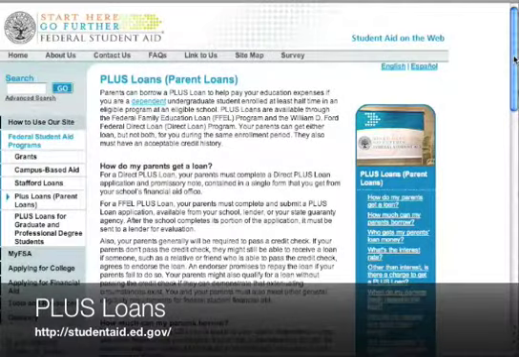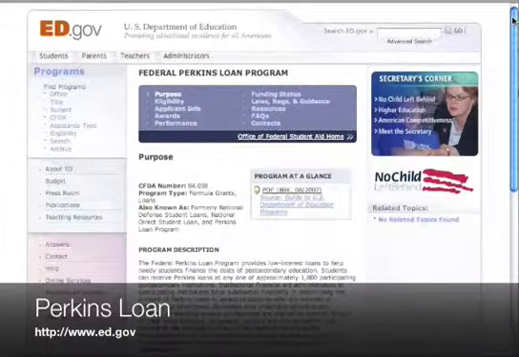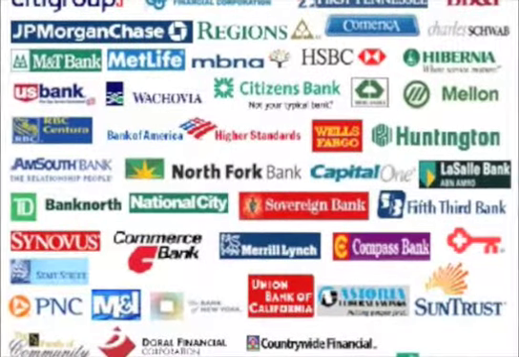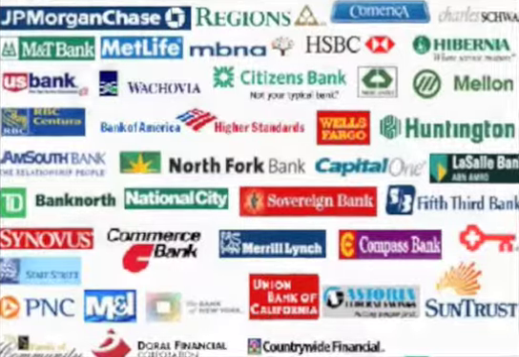Other types of loans, such as the PLUS loan, the parent loan for undergraduate students, are available to credit-worthy parents of dependent undergraduate students. Perkins loans are also available from the federal government, and they are given to the neediest undergraduates and graduate students. And then finally, private bank loans, which are available, again, to parents who are credit-worthy.